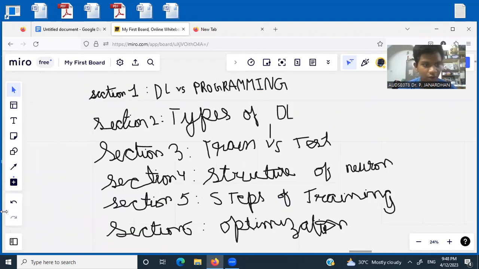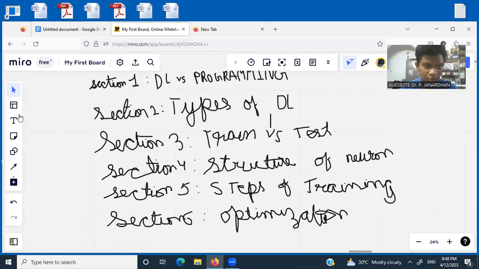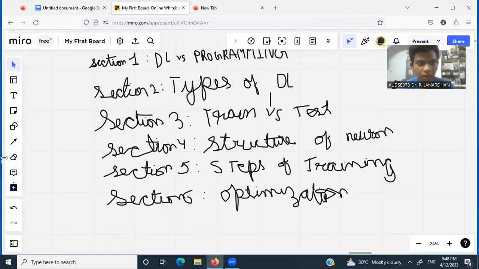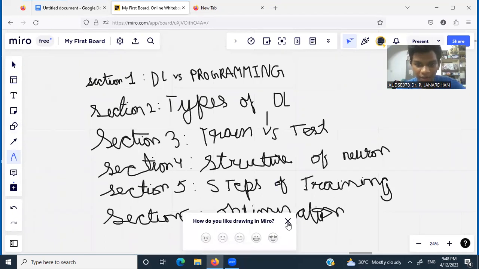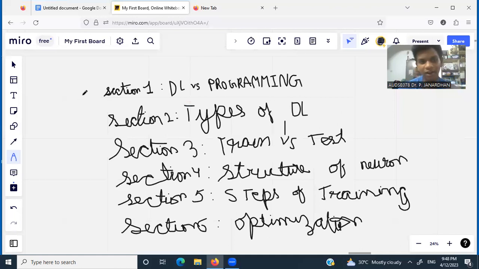I've divided this video into different sections. So these are the different sections that I have divided this video into, and I'll also be using this tool called online whiteboard. My handwriting is not so good even on paper, but I'll try to improve my handwriting, to make sure that you can understand it. So yeah, I divided this video into six sections.